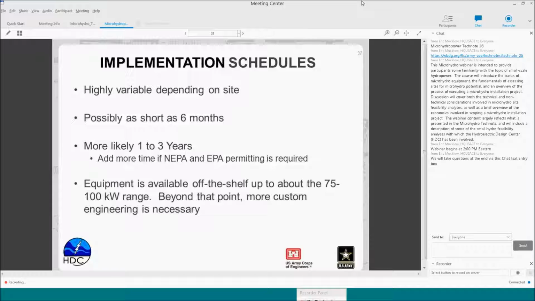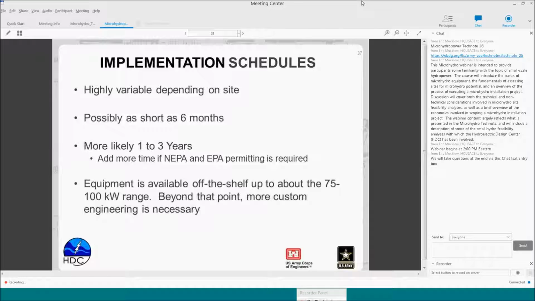Implementation schedule. When seeing a project through the feasibility study and bringing it to fruition, the full length will again be dependent on site characteristics. If the site is ready for installation of equipment, let's say for instance there is already a pipe in place with a pressure reducing valve, and all we need to do is replace that valve with an off-the-shelf microhydro turbo unit, the process might be as short as 6 months.